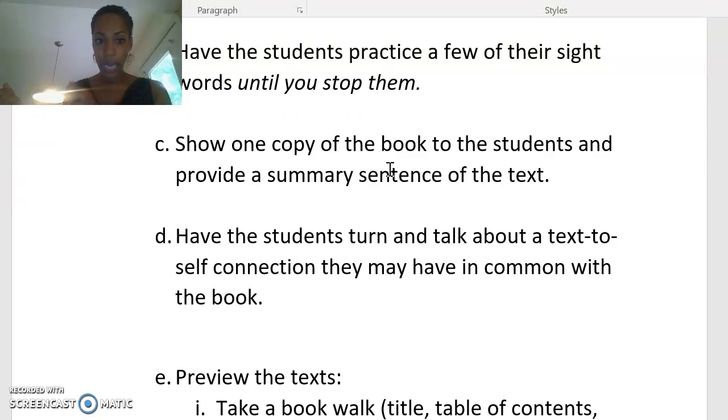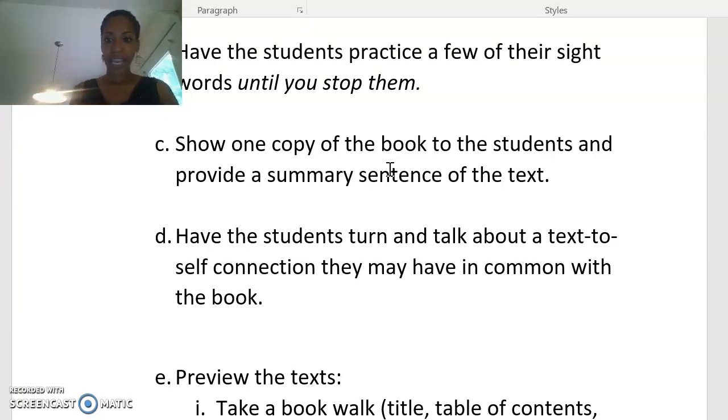You're going to show them the title of the book, show them the cover, tell them the name of the book, give them a sentence summary of the book, and then have them turn and talk, making a self-to-text connection with that book. So it would sound something like this. Today, boys and girls, we're going to read this book, The Little Red Hen. It's about a hen who wants to make something, and her animal friends won't help her. Please turn and talk to your neighbor about a time that you wanted to do or make something, and your friends would not help you.